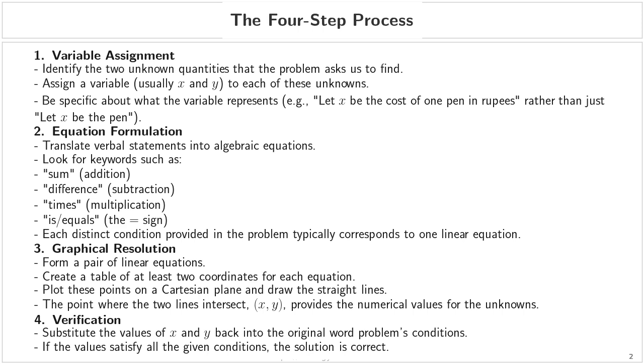Finally, we reach step 4, verification. Never assume your graph is perfect. To be certain, substitute your calculated values of x and y back into the original conditions provided in the word problem. If these values satisfy all the given conditions, then you can be confident that your solution is correct. In the next few slides, we are going to put this entire four-step process into practice with a comprehensive example involving stationery costs.